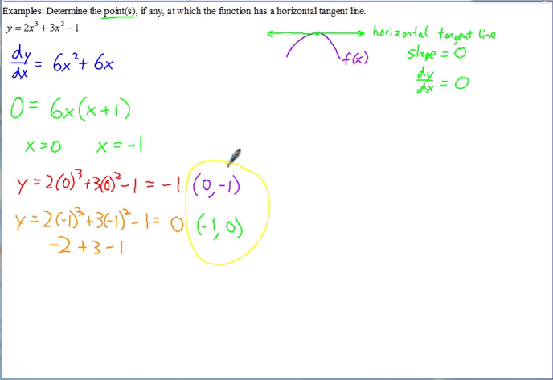Now, in this case, it looks like the coordinates are just reversed, but that's actually just a coincidence. That's usually not going to happen. Those are the 2 points where we have horizontal tangent lines: 0, negative 1, and negative 1, 0. And this is a cubic graph, so a rough sketch of this would look something like this. There's a horizontal tangent line there, and there's a horizontal tangent line there. It's just a coincidence that the coordinates are reversed.